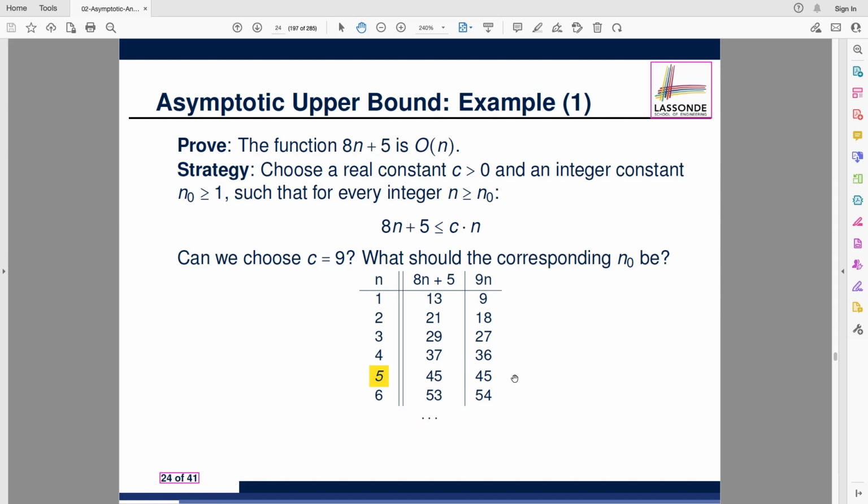For any simple linear function like this, c will always just be 1 plus the coefficient, and n naught will always just be the constant. Not necessarily. It is one way to say that.